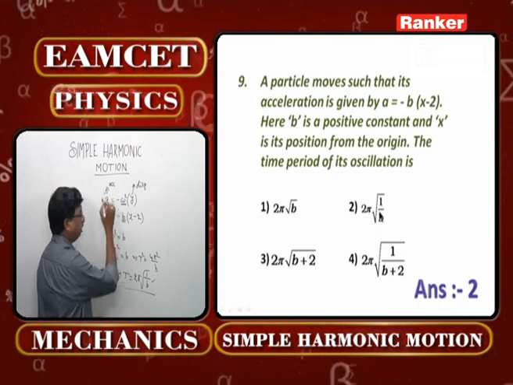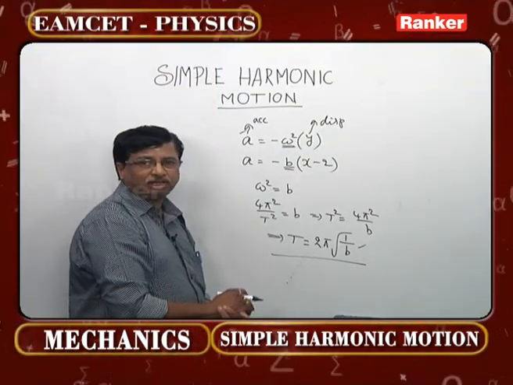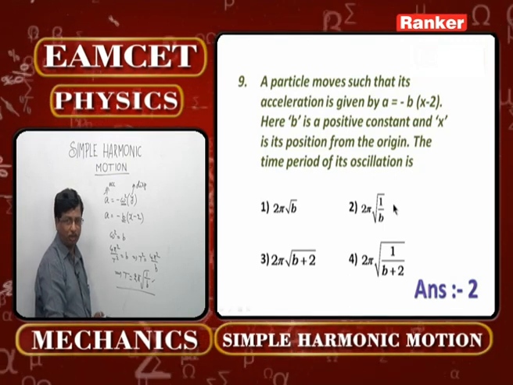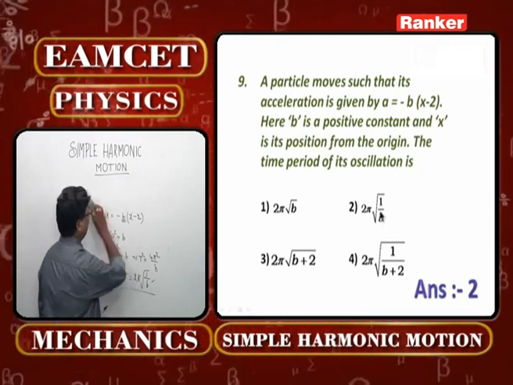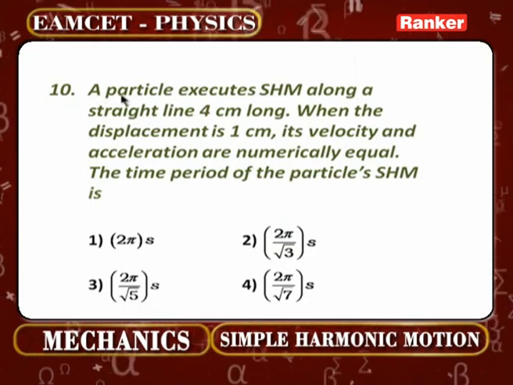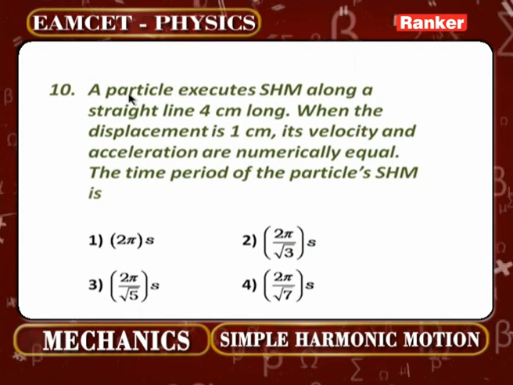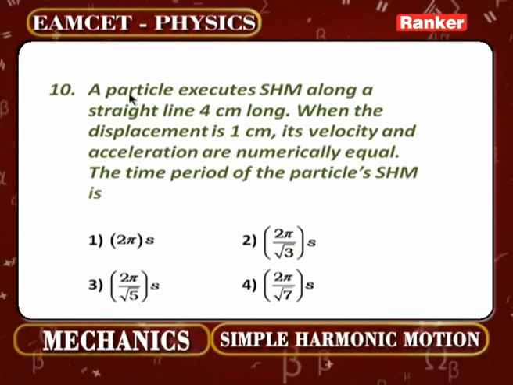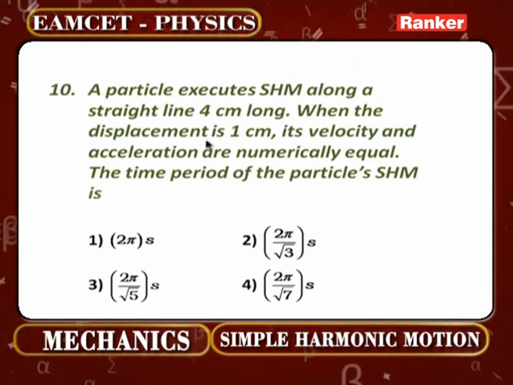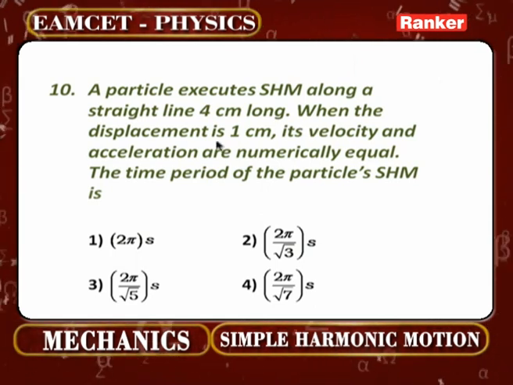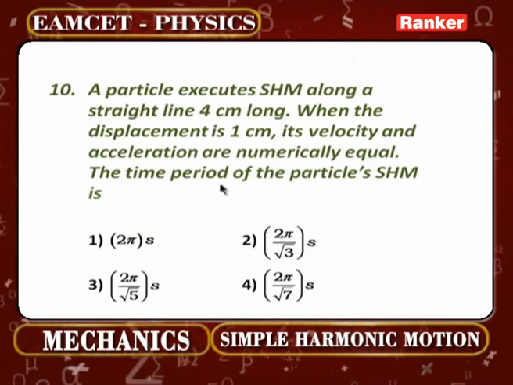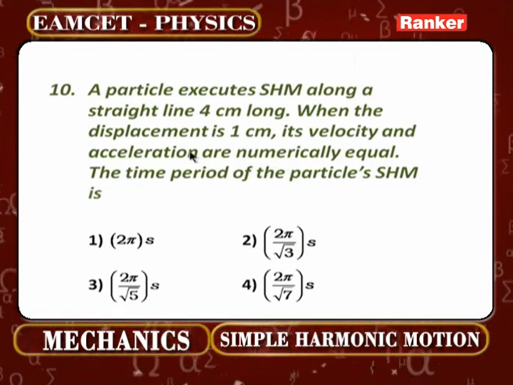So this is the method we used to adopt whenever they give an equation for acceleration of the body. That is the point. Now look at the next problem, please. That is problem number 10. A particle executes SHM along a straight line 4 centimeter long. When the displacement is 1 centimeter, its velocity and acceleration are numerically equal. The time period of the particle's simple harmonic motion is how much?